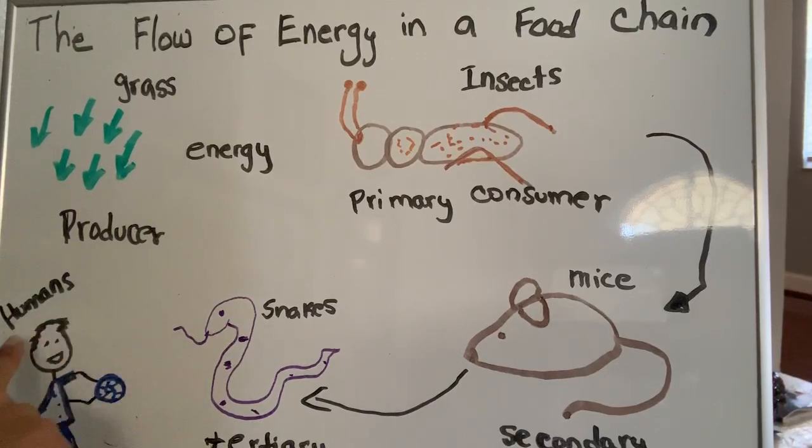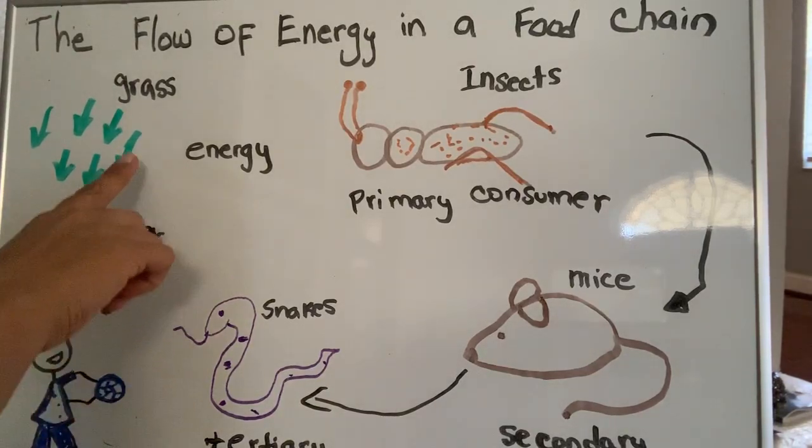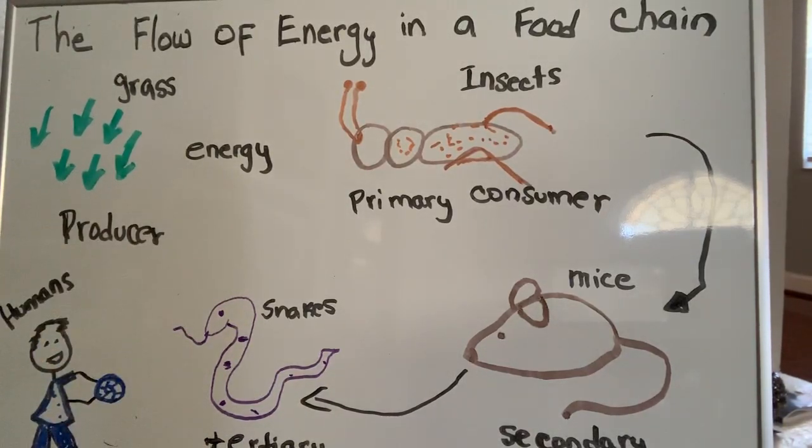At the very top of the food chain, like I mentioned to you yesterday, are the humans. So that's why we want to take care of our planet, take care of our world, because we are the ones that are going to suffer the most if the producers are extinct or there's not enough of them.